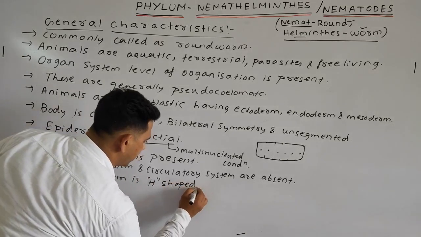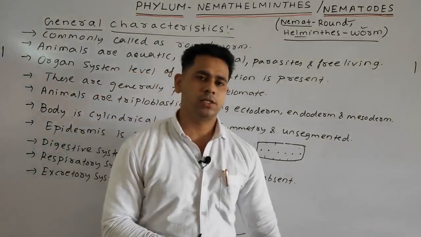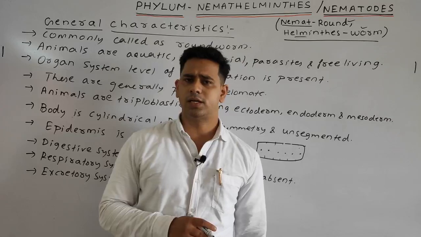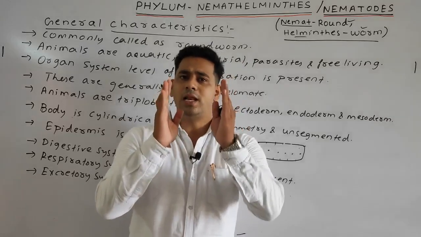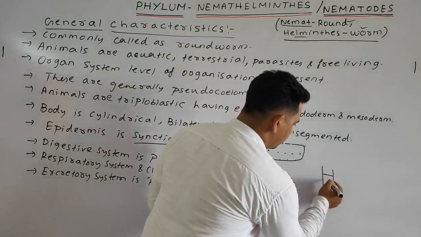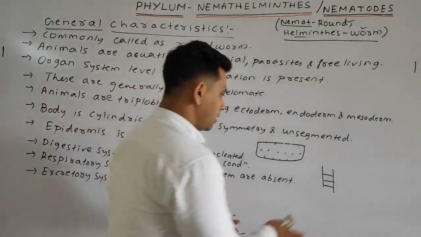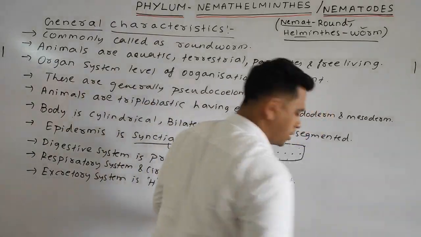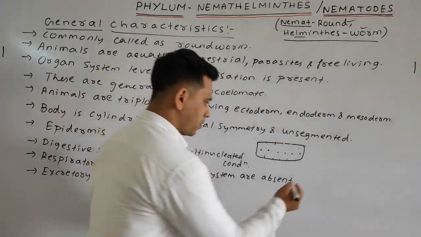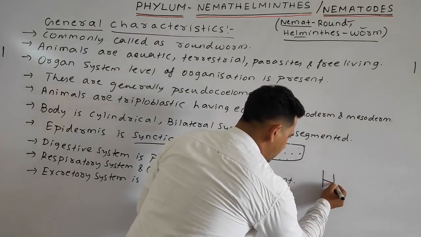What is H-shaped? I am saying H. Students, we discussed in our previous phyla that the nervous system is ladder-like, as we discussed in this way. Ladder-like means in this way, nervous system. But in this case, we are discussing that the excretory system is somehow H-like. Means what, students? Suppose this is normal, I am drawing the H.